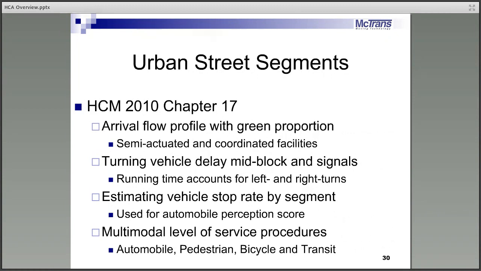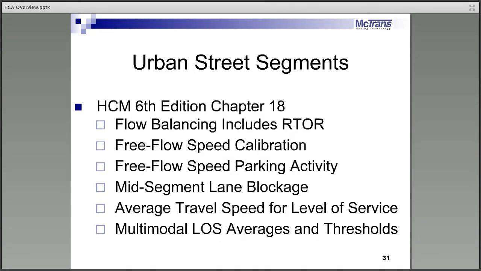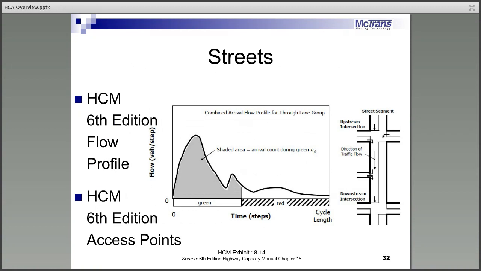Urban streets, the flow profile. Again, the flow profile is the way we model proportion arriving on green these days instead of just picking arrival type. And you can model the access points' effect on the platoons mid-segment if you model them in the urban streets procedure. Not a lot changed. Added parking activity mid-segment. Two effects on saturation flow for blocking the segment or for a queue backing up from the downstream intersection. And again, this is the flow profile showing you what happens with a platoon.